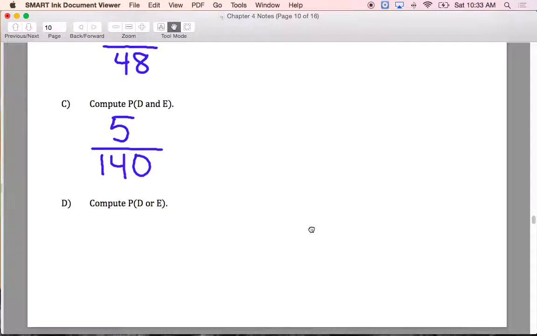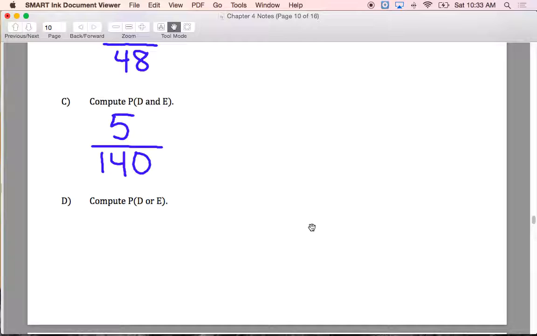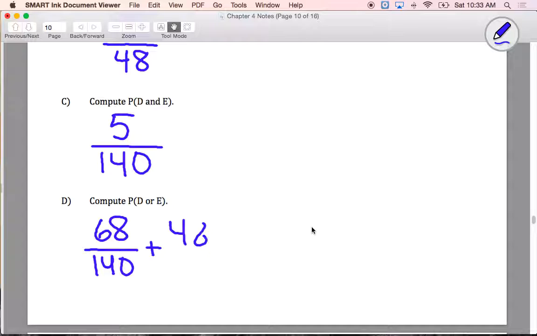Now if we want Democrat or executive, we're going to be adding some things together. So we have to find the total number of Democrats. There were 68 out of 140. Then we want the total number of executives. If you look at your table there, the total number of executives was 48 out of 140.